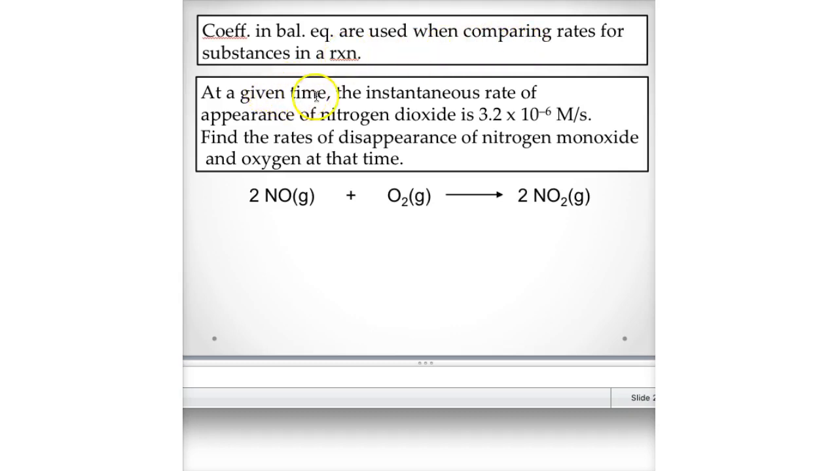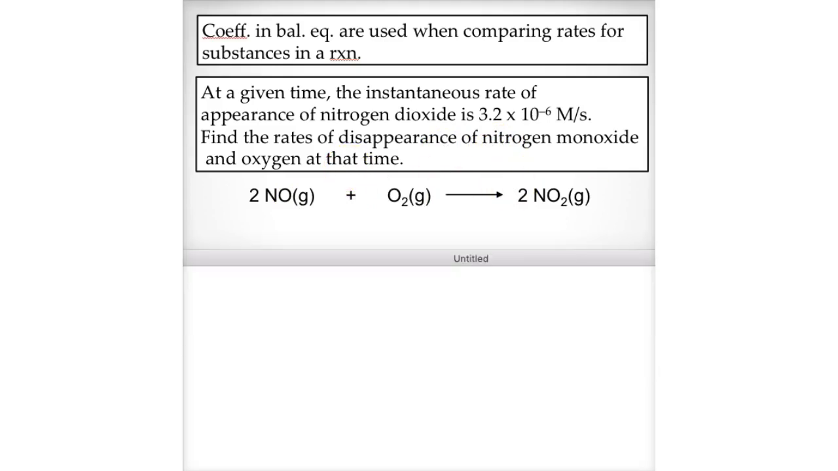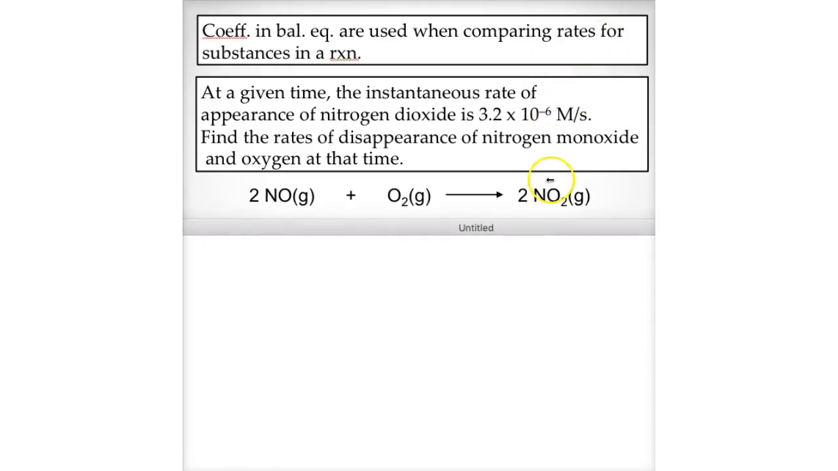At a given time, the instantaneous rate of appearance of nitrogen dioxide, so NO2 here, happens to be that. It says to find the rates of disappearance of the reactants at that given time. So I wanted to make a point with this slide. The question says that NO2 has a rate of 3.2 times 10 to the negative 6.